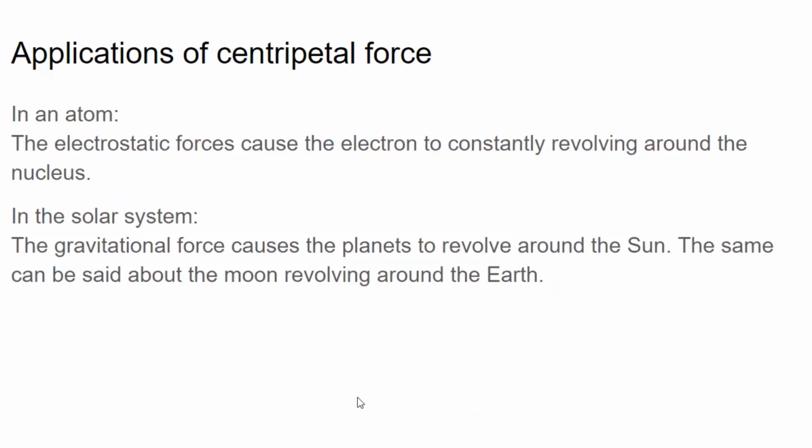Centripetal force can be seen a lot in our daily lives. For example, in an atom, the electrostatic forces cause the electron to constantly revolve around the nucleus. And in the solar system, the gravitational force causes the planets to revolve around the sun. The same can be said about how the moon revolves around the earth. It's obvious that a force is required for centripetal force to occur. For example, in the atom, you need an electrostatic force, or in the solar system, you need a gravitational force. And this is the end of this unit.